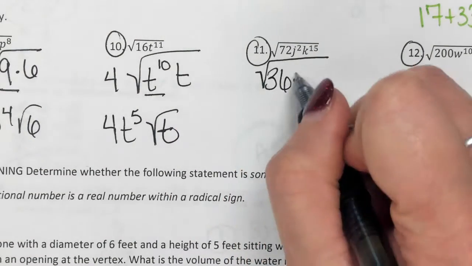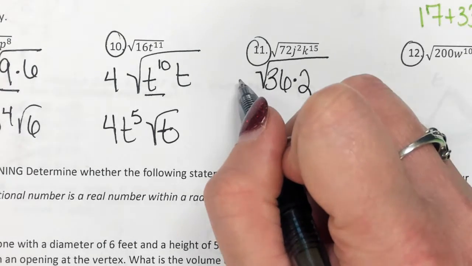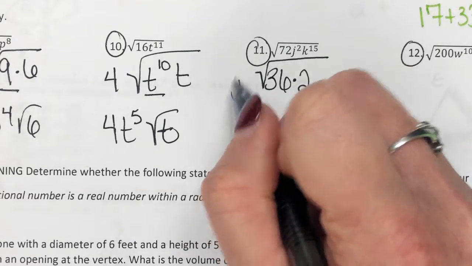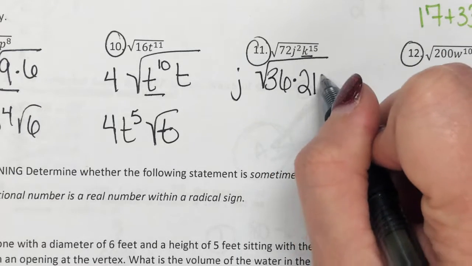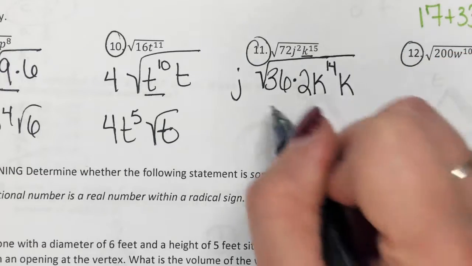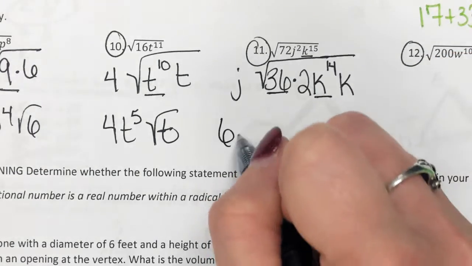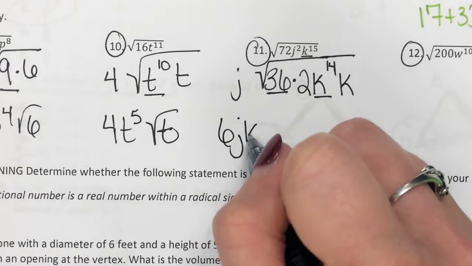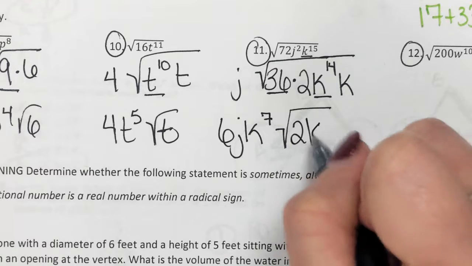36 times what? 2. J to the 2nd gets to come out as J. And what about K to the 15? K to the 14 and K. Very good. It'll come out as K to the 7. All right, so 36 gets to come out as 6. 6 in alphabetical order. So then J and the K is to the 7th. And you have 2K left inside.